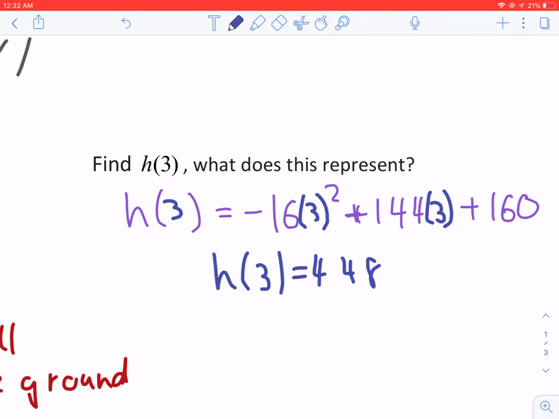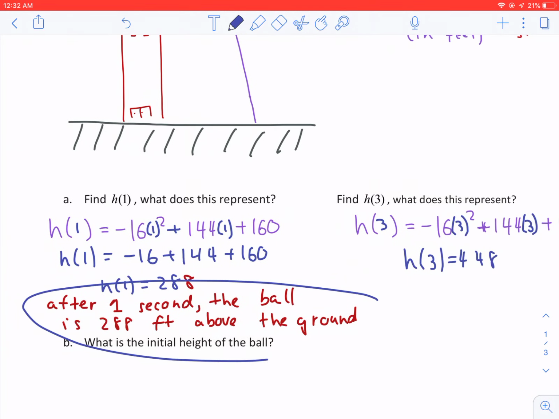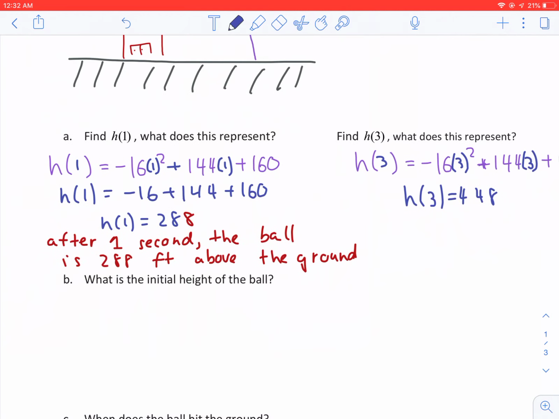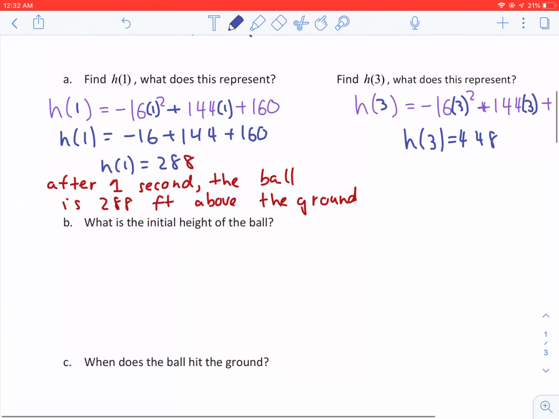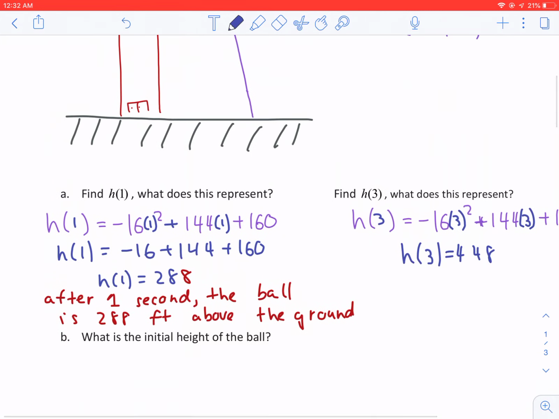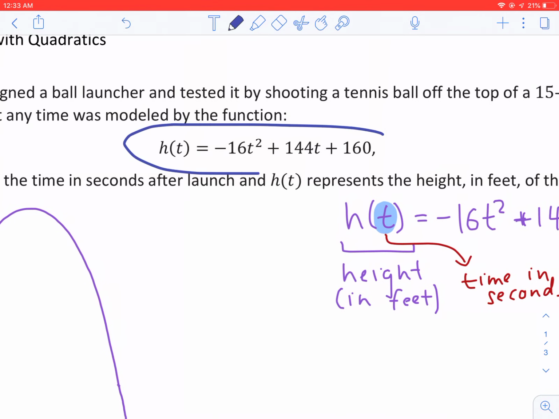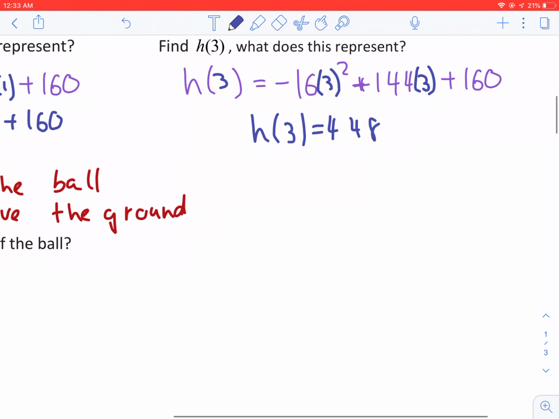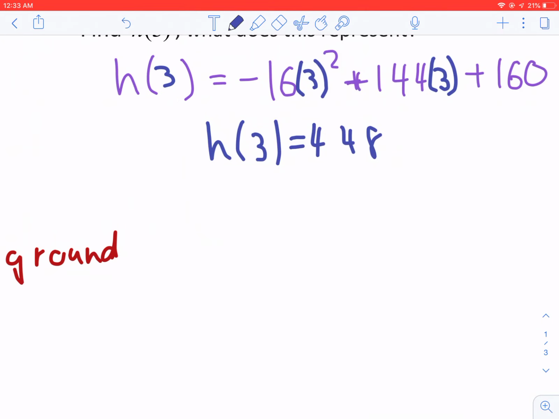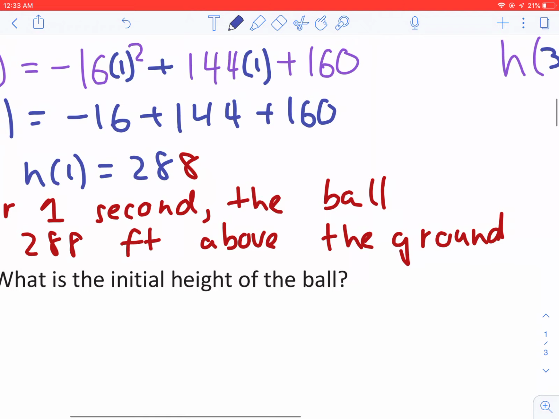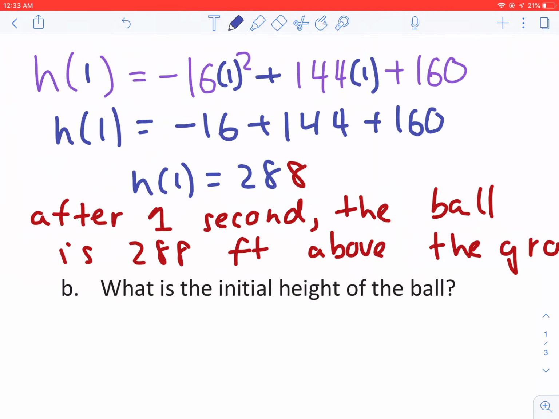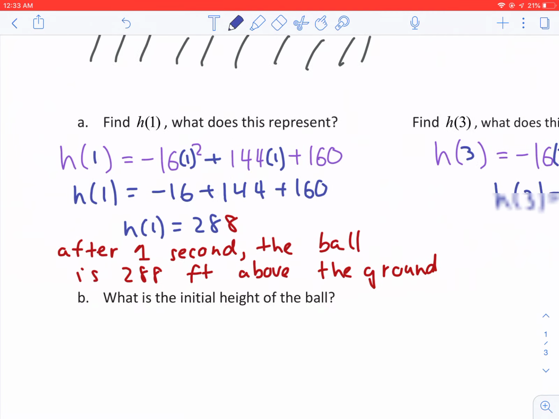Alright, so same thing as the first one. It means after 3 seconds, the ball is 448 feet above the ground. By the way, this is something you can also do in your calculator, of course. If you graph the function and you look at the table, you would see 3, 448 in your table. You would also see 1, 288 on your table.